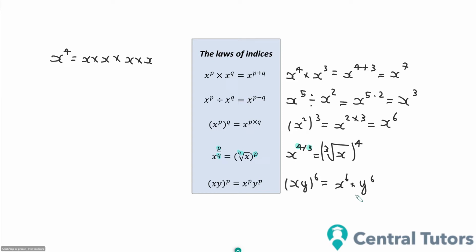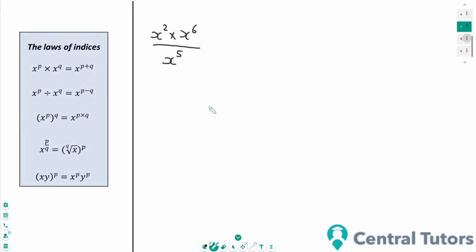Now, all of this is quite a lot to take in, but we're going to attempt a few practice questions and hopefully you'll gain some confidence. Let's try and simplify this expression here using the laws of indices. So first, looking at the numerator, the top part of the expression, we see we're multiplying two terms. So we want to use this law over here. And let's start off doing that.